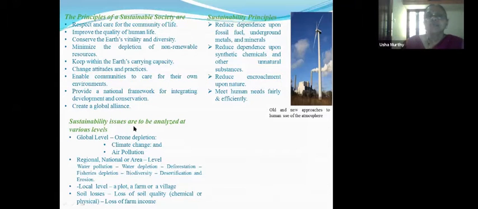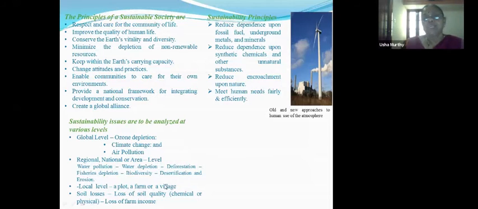Sustainable issues are to be analyzed at various levels. So what are the various levels? At the higher level, we have the global level. At the global level, ozone depletion, climate change, and air pollution should be taken care of. Next, coming to the national and regional level: water pollution, water depletion, deforestation, fisheries depletion, biodiversity, desertification, and erosion. These things have to be taken care of so that things at the national level will be all right. Then at the local level, it could be a plot or a farm or a village.